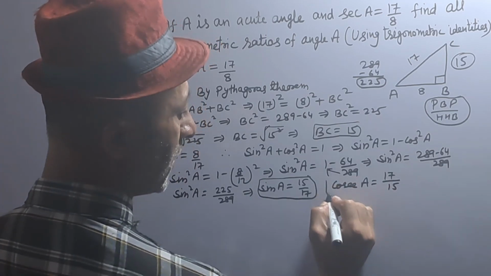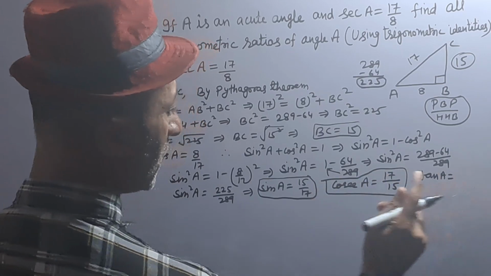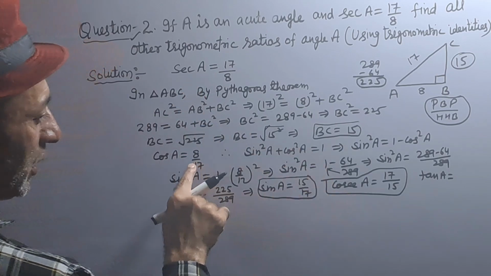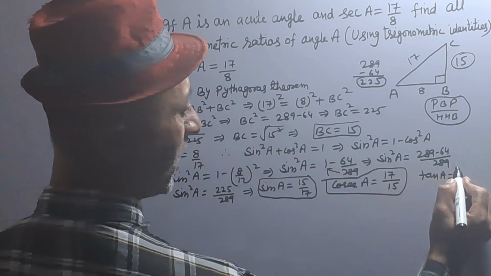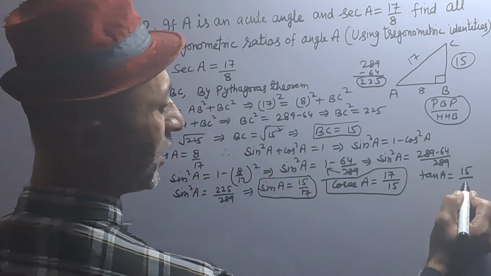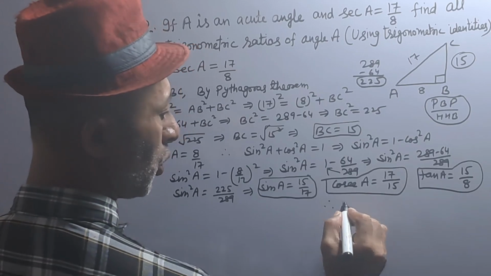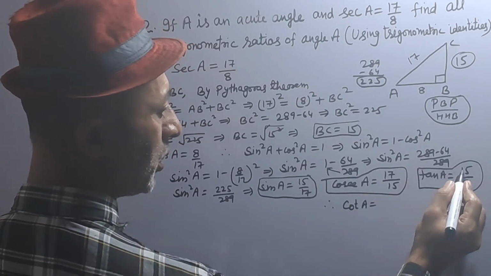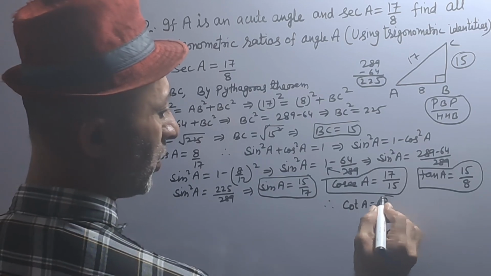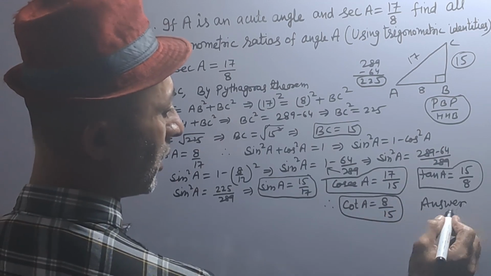And tan A is equal to sin A upon cos A. 17 is cancelled and we get 15 upon 8. So cot A is equal to reciprocal of tan A, 8 upon 15. Answer.